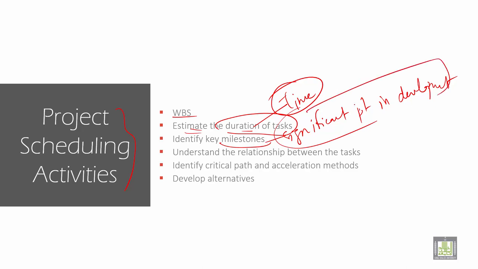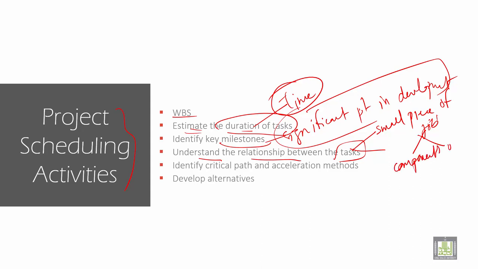Then it understands the relationship between the tasks. A task is an essential piece of work that serves as a means to differentiate the various components of a project. It is a small piece of job, and it can again be broken down into various assignments. So this is a task.